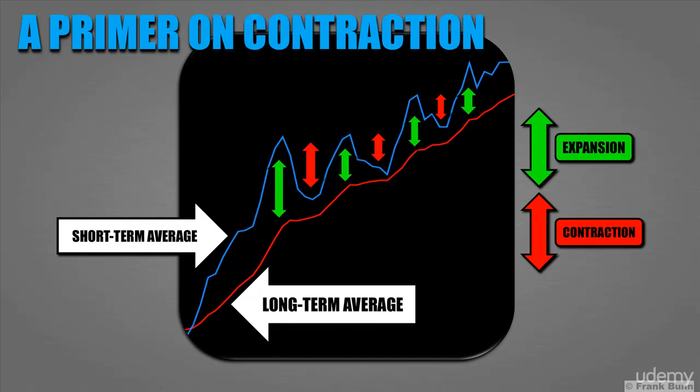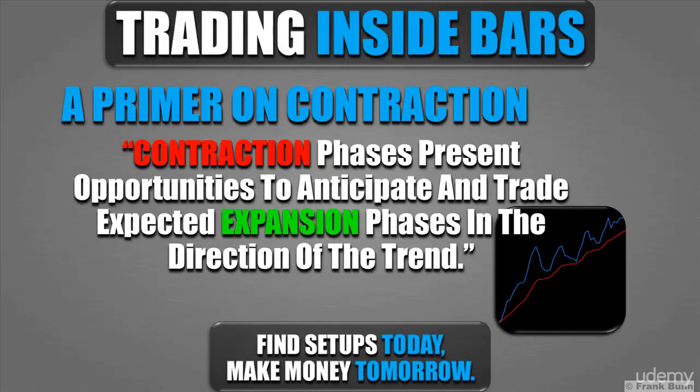If we look at this in terms of averages on a price chart, we utilize a short-term and long-term average. Expansion occurs when the short-term average moves away from the long-term average. Contraction occurs when the short-term average moves toward the long-term average without an effective change in contextual trend. We can observe this by the green expansion phases here and the red contraction phases in this particular chart. Contraction phases present opportunities to anticipate and trade expected expansion phases in the direction of the trend.